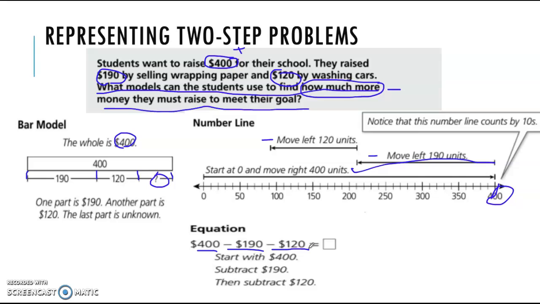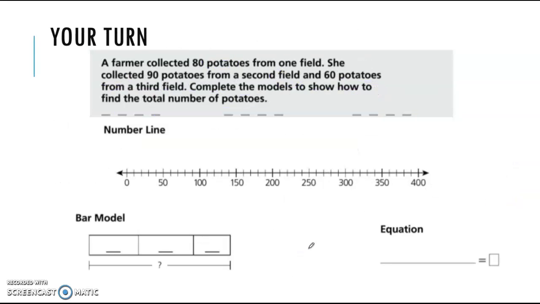Now let's do one together. A farmer collected 80 potatoes from one field. She collected 90 potatoes from a second field and 60 potatoes from a third field. Complete the models to show how to find the total number of potatoes. So again, we're trying to find a total number of potatoes. So keyword here, total. That means we're going to add.